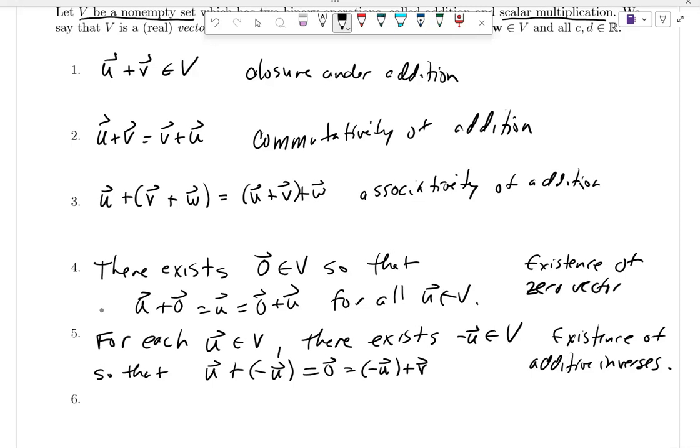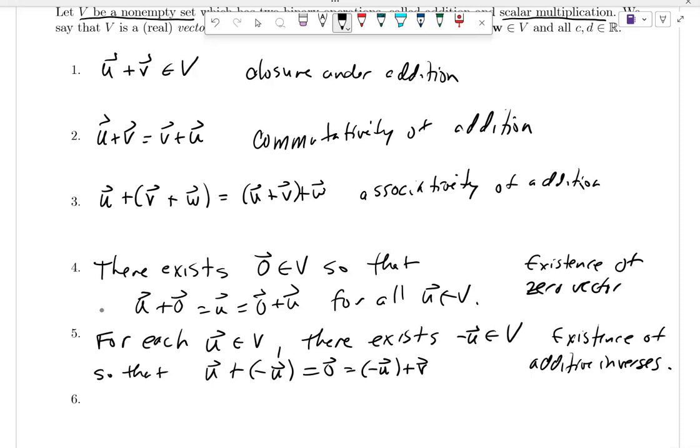Now, I mentioned a minute ago, this zero vector cannot change for any vector that you use. Whenever I add it to a vector, I get that vector back. That vector has to stay the same all the time. Think about that: when I add 0 to any number, that number doesn't change at all.